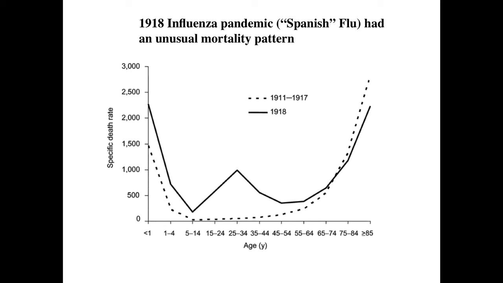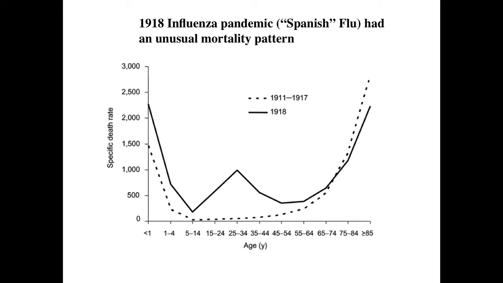So people just a little bit older than most of you, 25 to 34. These were the people that were dying, and this is why soldiers in World War I were experiencing such problems, because this particular strain of flu was much more virulent for people of that age.